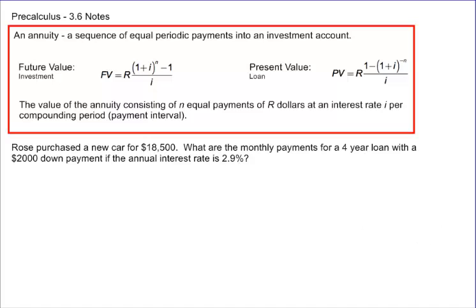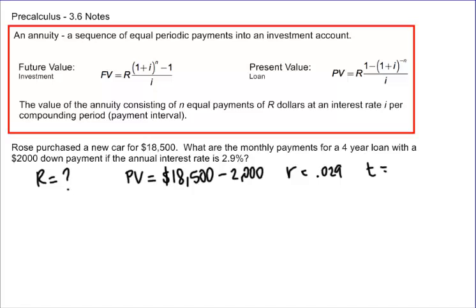So we want to know what the payments are. Well, that's the R part, the number of payments on the present value on a loan. R is your number of payments, the price of the payments, so we don't know what those are going to be. We know that the present value is going to be $18,500. Okay, but we put $2,000 down, so we're going to subtract $2,000 from that. We know that our rate is going to be 0.029. We know that our time is going to be 4.